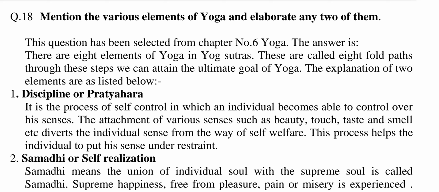The explanation of two elements are as listed below. Number 1, discipline or pratyahara. It is the process of self control in which an individual becomes able to control his senses. The attachment of various senses such as beauty, touch, taste, and smell, etc., diverts the individual sense from the way of self welfare. This process helps the individual to put his sense under restraint.